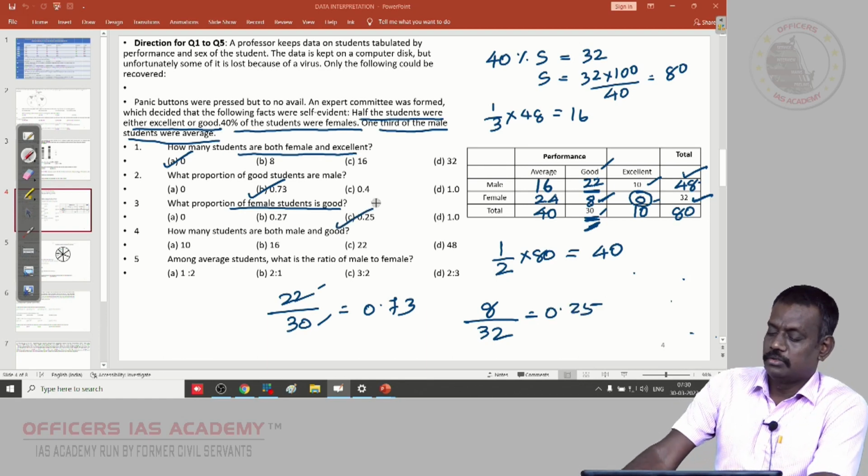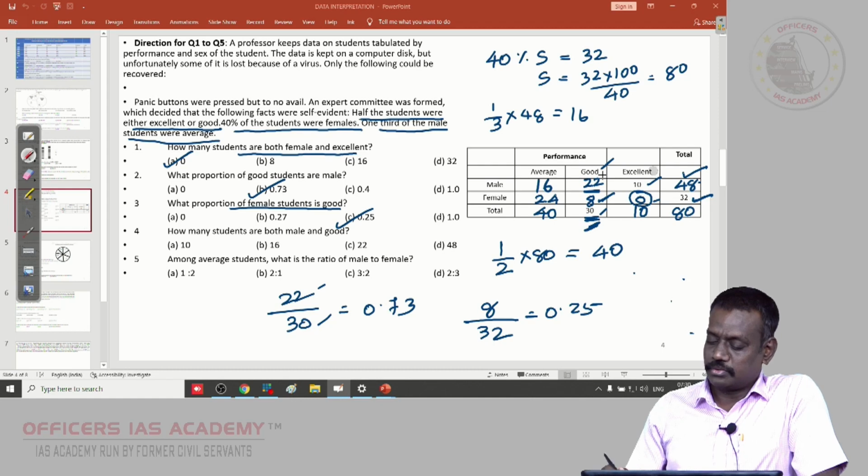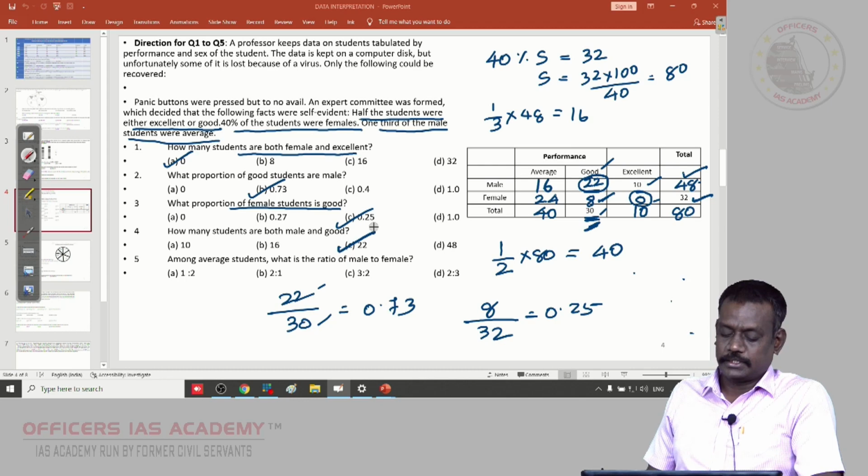Okay, 0.25. And next, how many students are both male and good? So male as well as good, it is 22. So you can mark it directly.